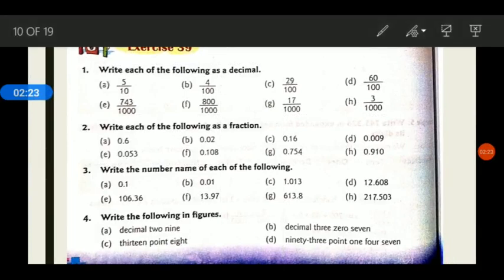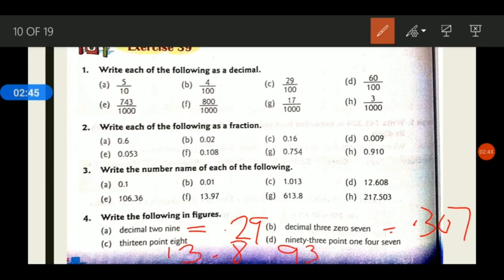Next question number 4. Write the following in figures. Whatever is written, simply, decimal 29 means 0.29. Decimal 307 means 0.307. 13.8: to write, write 13, write point and then 8. 93 point 147: write 93, then point and 147. So it is very easy to write in figures. Understood?